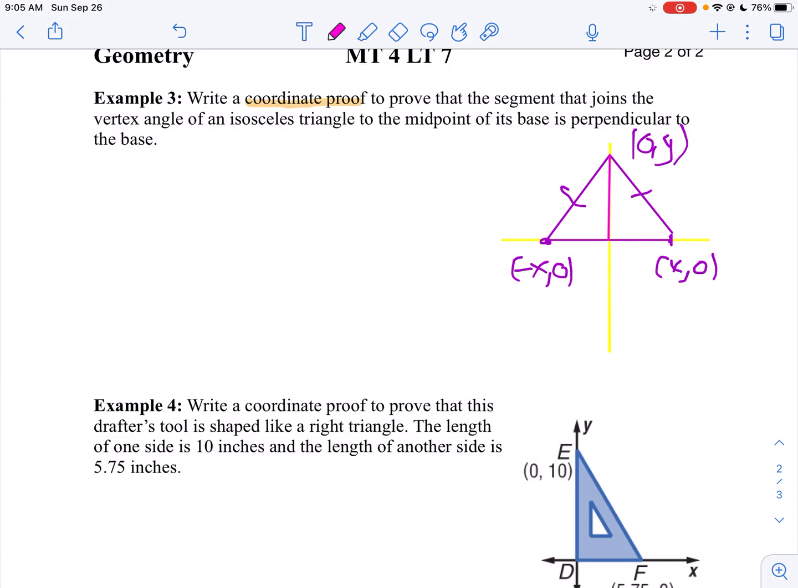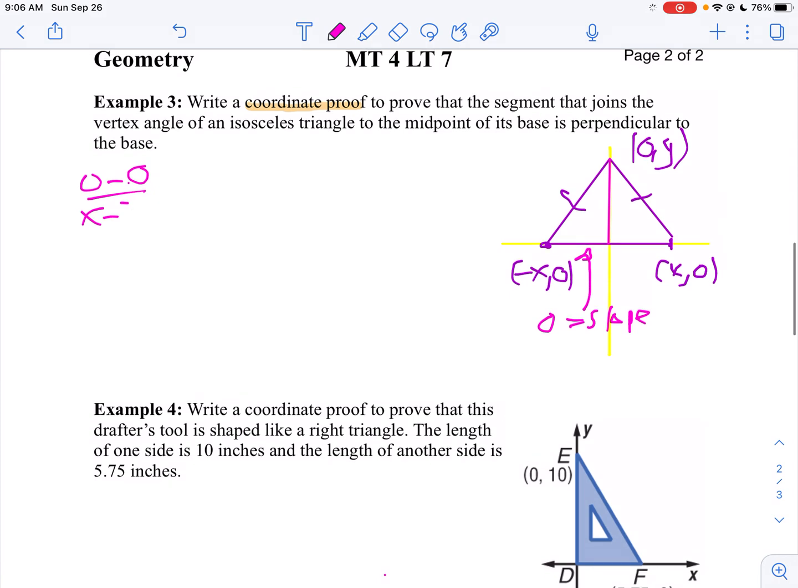Well, I know the segment that joins negative x to x, that slope is 0 because it's a horizontal line, isn't it? I could show my work on that one by saying 0 minus 0 over x minus a negative x, which would be 0 over 2x, which is 0. So you can see that's your slope formula.